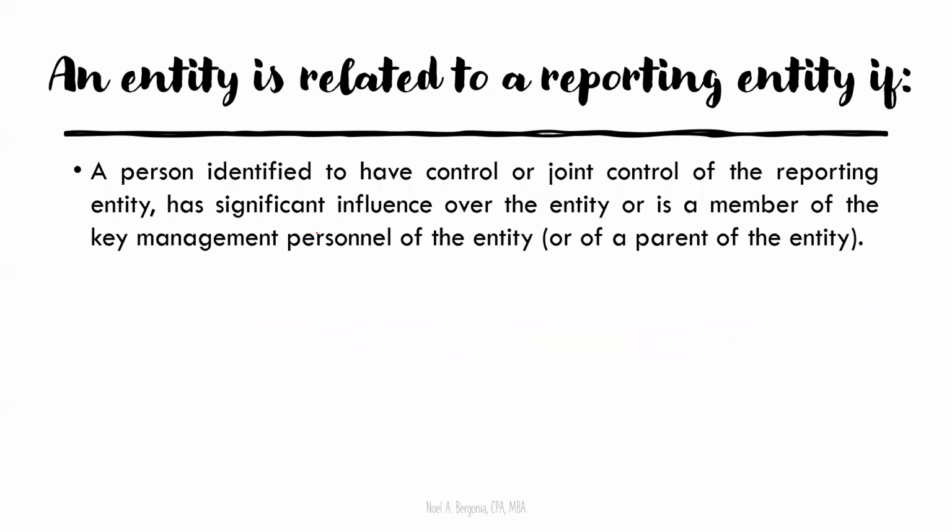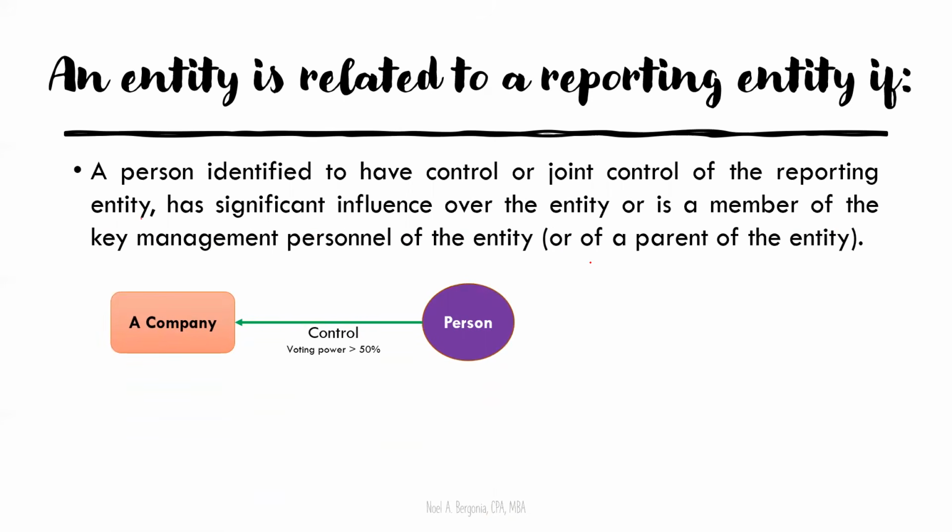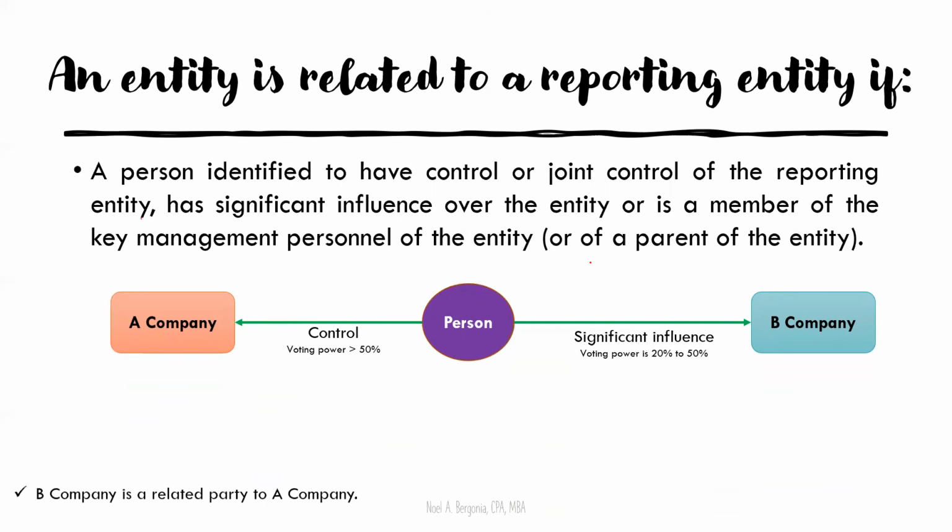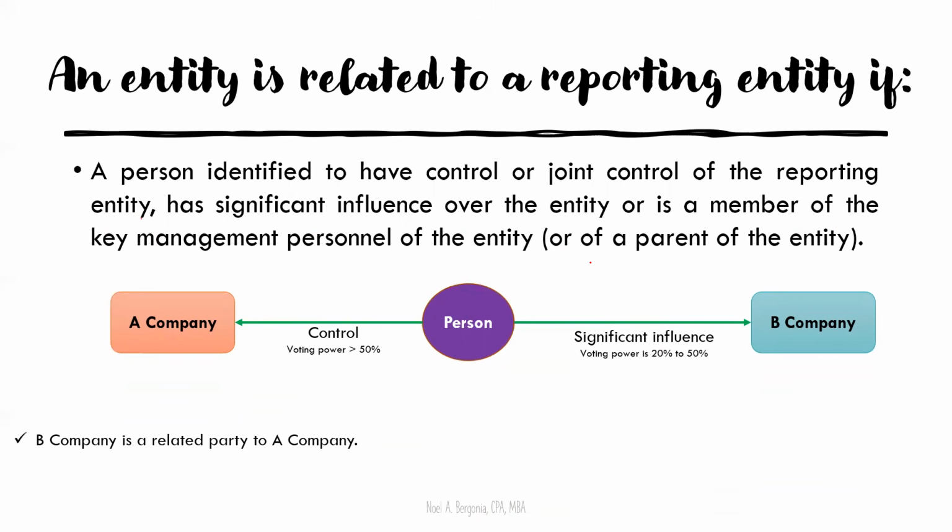Next, a person identified to have a control or joint control of the reporting entity and has significant influence over the entity and is a member of the key management personnel. So parang ito rin yung kanina, no? Pero let's try to look. So this person has a control over company A. So more than 50% yung kanyang voting power. And also that person, marami siyang pera, nag-invest din siya kay company B, but meron lang po siyang significant influence, voting power of 20% to 50%. And considered natin ngayon na yung relationship ng dalawa, company A and B, as related party. Kasi, ayun nga po, may control yung person na yon over company A and may significant influence din naman in company B.